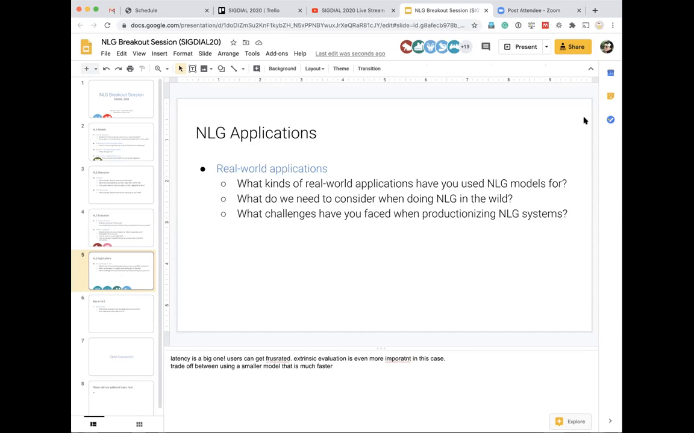Were there any other comments around this point? Integration into dialogue systems or other related topics here? You probably want to avoid generating hate speech if you want to keep your advertisers. Yes, absolutely.